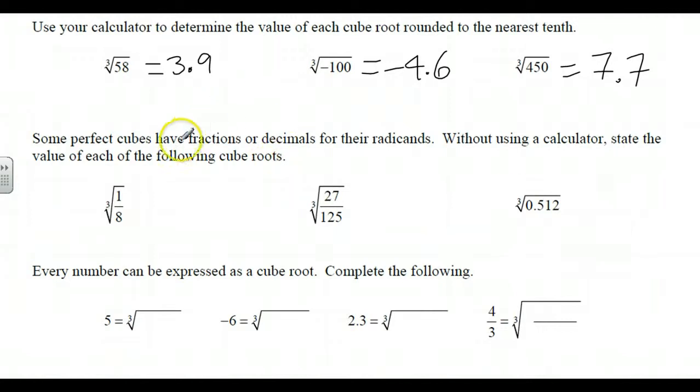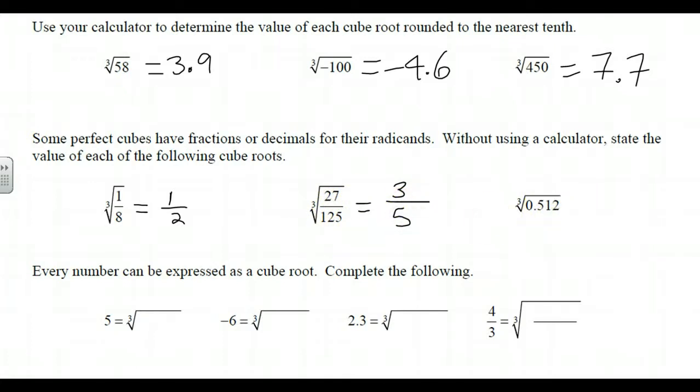Some perfect cubes have fractions or decimals, right? We got like 1/8, and so we say, what cubed gives me 1? And what cubed gives me 8? So the cube root of 1/8 is 1 over 2. What cubed gives me 27? 3 cubed, right? Or what's the cube root of 27? What cubed, which is the same way of saying what's the cube root?